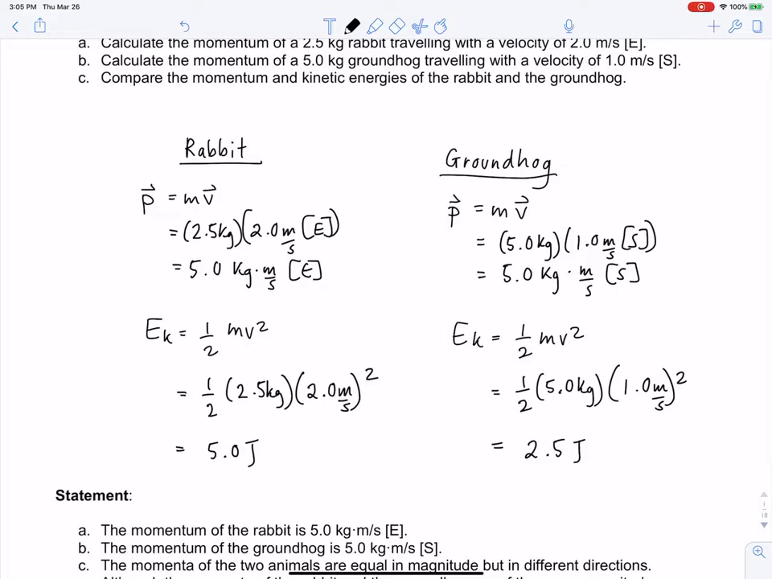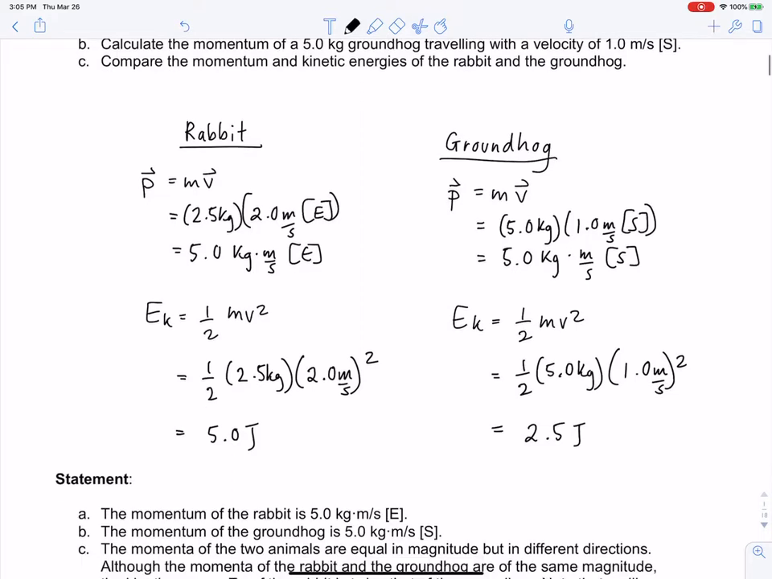There are two variables, the mass and the speed, that are used in both momentum and kinetic energy. In kinetic energy, the speed that the object possesses plays a larger role. It's exponentially related to the kinetic energy. So as a result, we see that the rabbit has a greater kinetic energy than the groundhog.